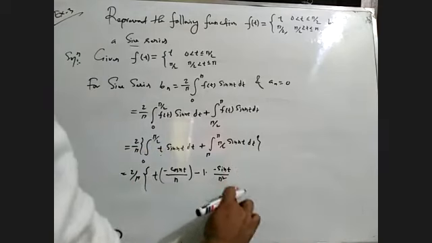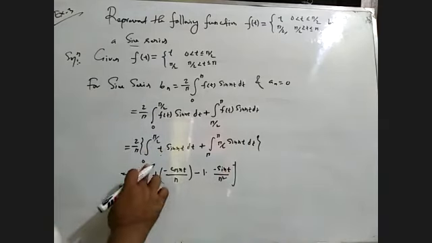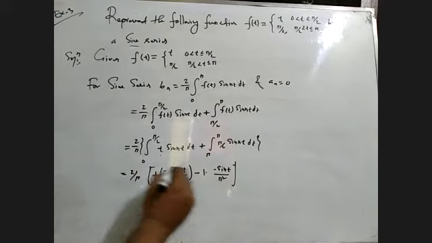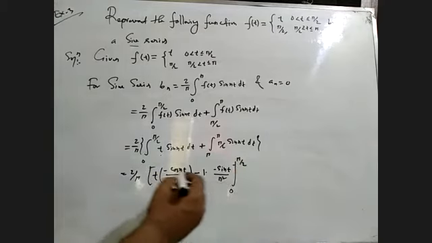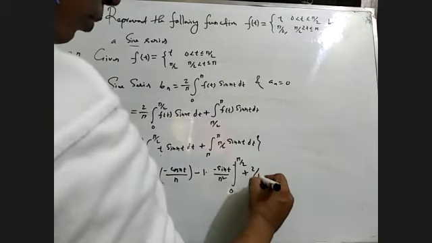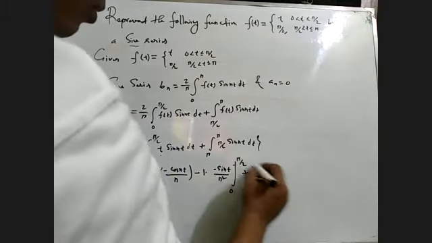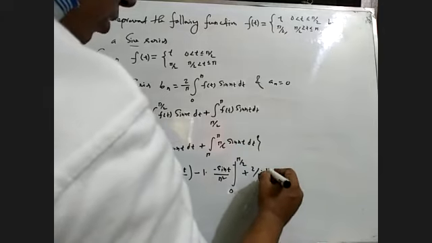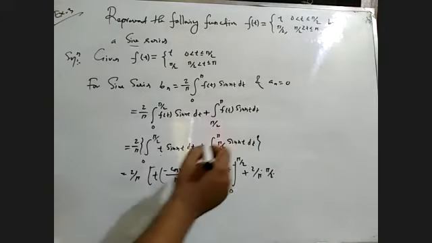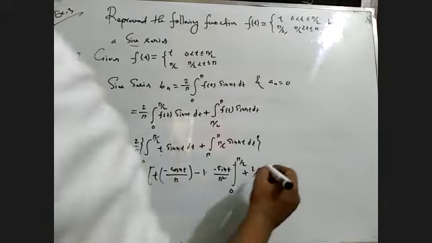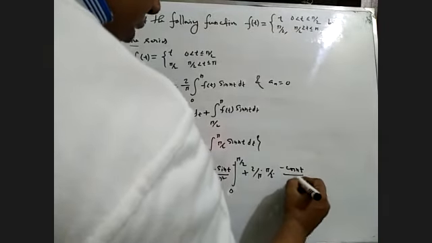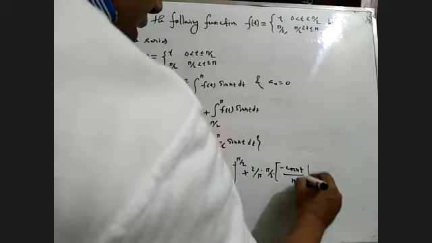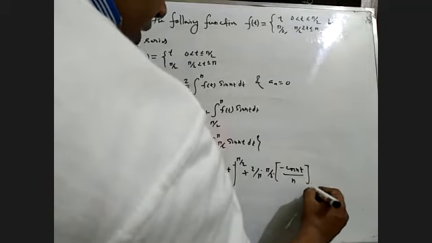But here the limit will be between 0 to pi by 2, plus 2 divided by pi. For this, pi by 2 is the constant. Now the integration of sine is minus cos divided by the coefficient of n, between the upper limit and lower limit.